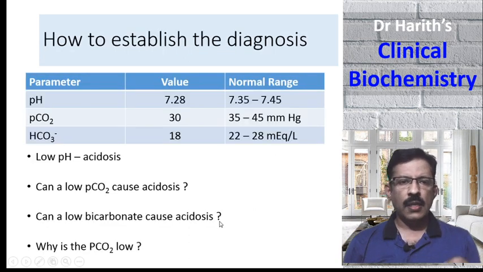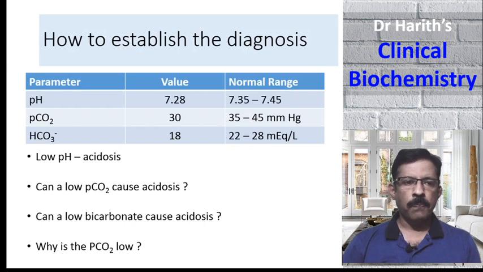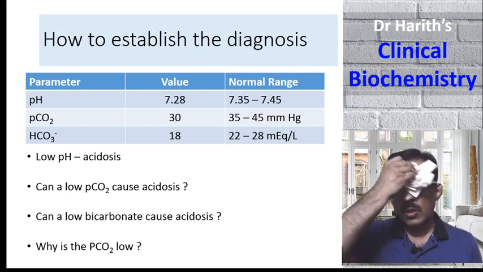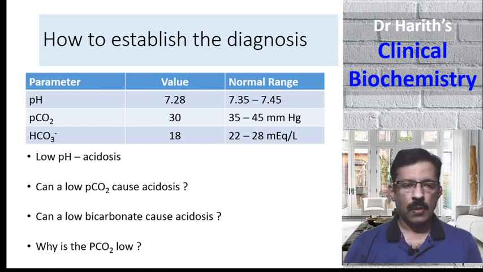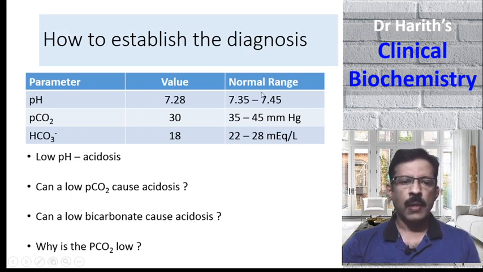Now this is a classical ABG report. The pH is there, the PCO2 is there, and the bicarbonate is there. You see the pH is low, so this is acidosis. Now the question is, what is causing this acidosis? What we observe here is that the PCO2 is lower than the normal range.